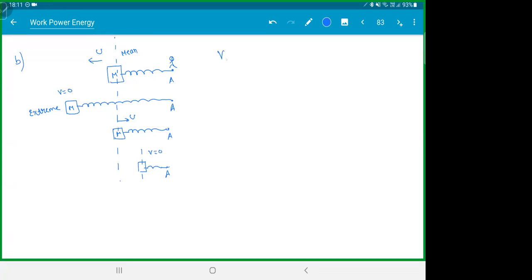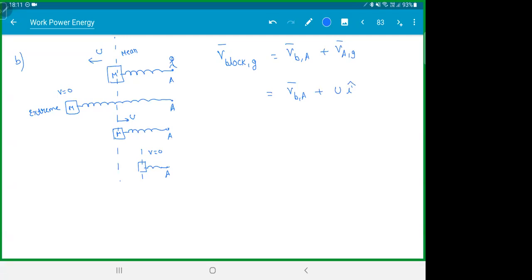So velocity of the block in the ground frame is velocity of the block with respect to A plus velocity of A in the ground frame. So this is velocity of the block with respect to A plus A's velocity, which is always u i cap. That is constant. Agreed?